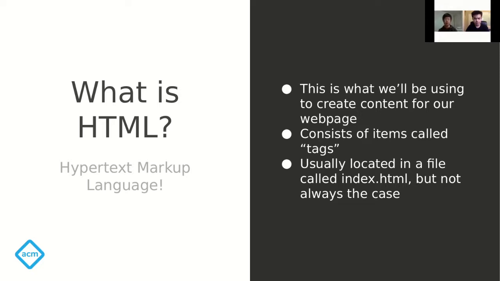So the first thing that we have to do when talking about web development is we have to talk about HTML. So what is HTML? HTML is hypertext markup language. This is basically what we use to build our web pages. So these consist of items called tags that create the elements that you see on a web page, like text or pictures. And usually HTML is located in a file called index.html. You can treat it as like a main.py file for Python programs. But this isn't always the case. You can have HTML in other files. We'll be taking a look later on at how you use HTML to create templates for your web pages.